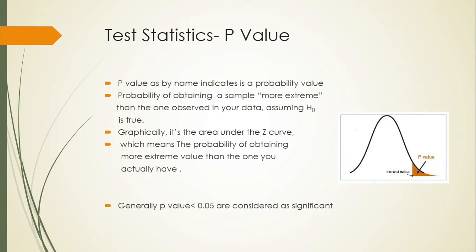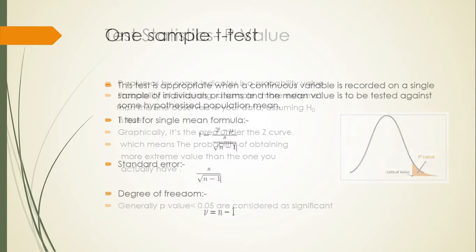Test statistics: p-value. So we'll first see what is p-value. P-value, as the name indicates, is a probability value. It is the probability of obtaining a sample more extreme than the one observed in your data, assuming H0 is true, that the null hypothesis is true. Graphically, it is the area under the z curve. This is the z curve. It's the area under the z curve, which means the probability of obtaining a more extreme value than the one you actually have. So generally p-values less than 0.05 are considered significant.